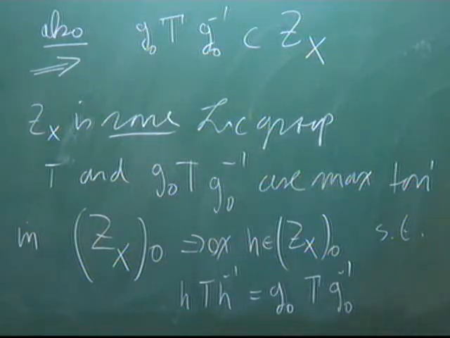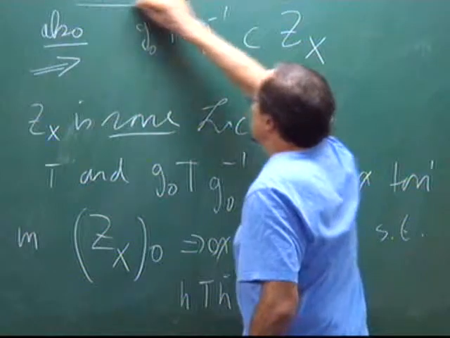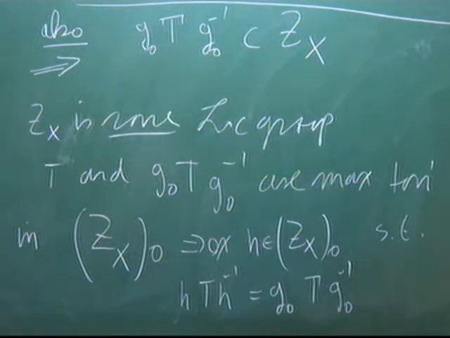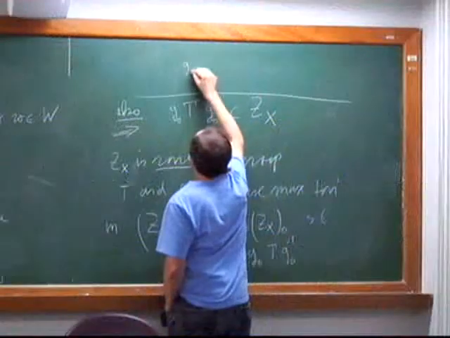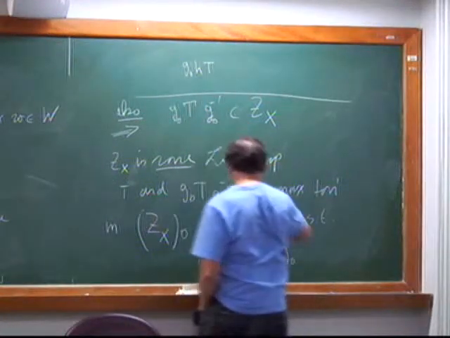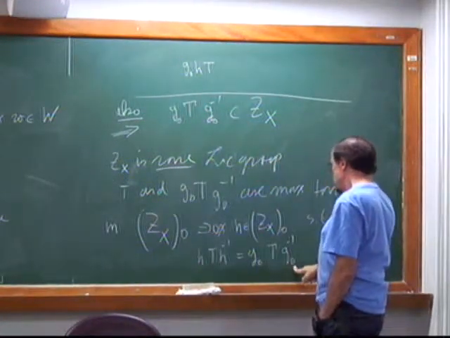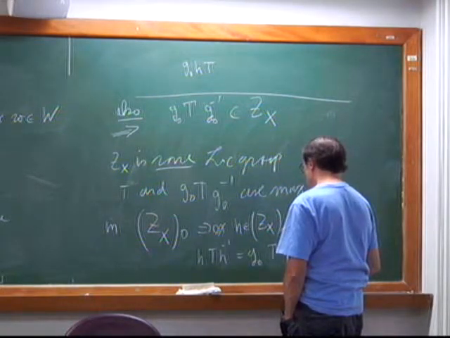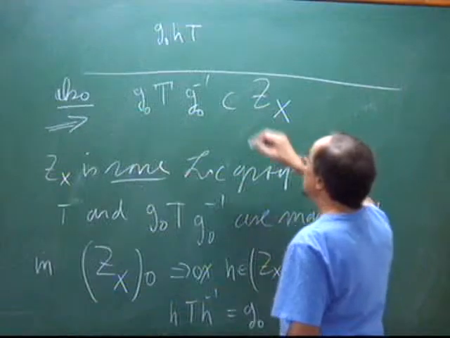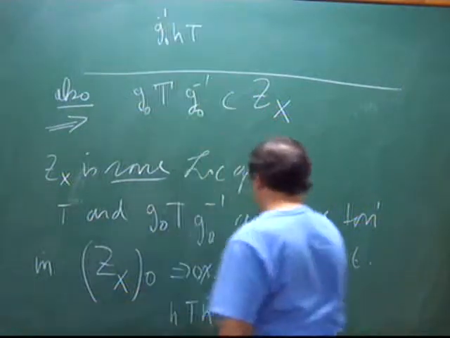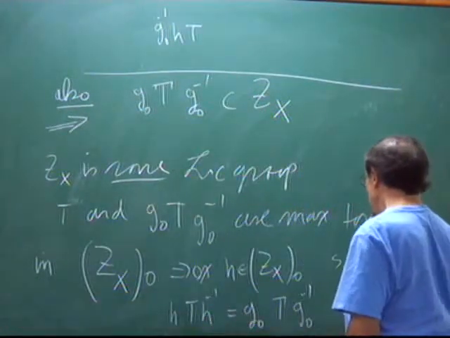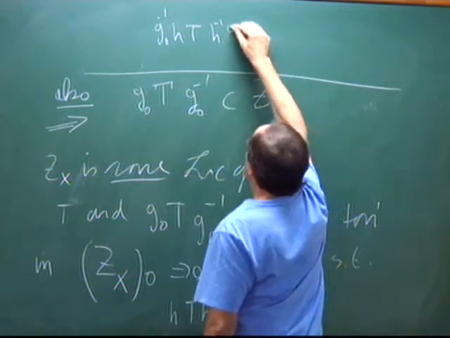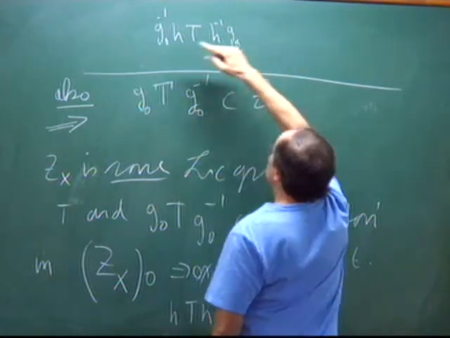So what does that mean? I can now bring G0 on the other side. So it means G0 H T times H inverse, or H G0 inverse, is T H inverse G0. So that's, of course, the inverse of this.